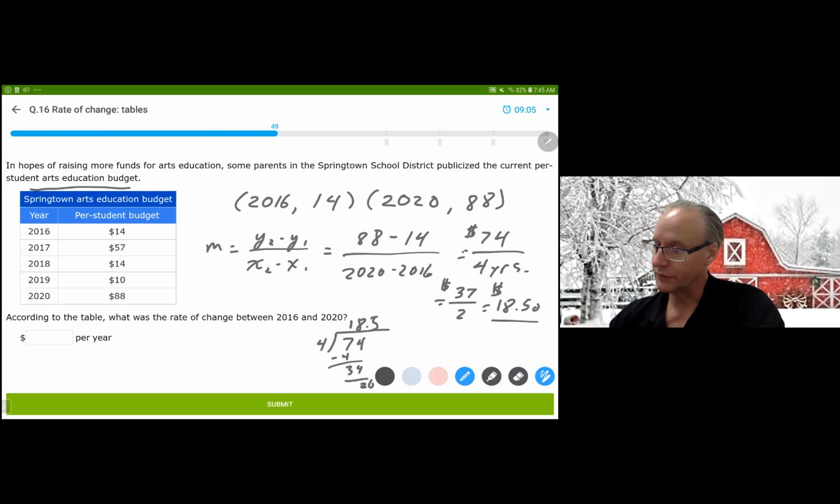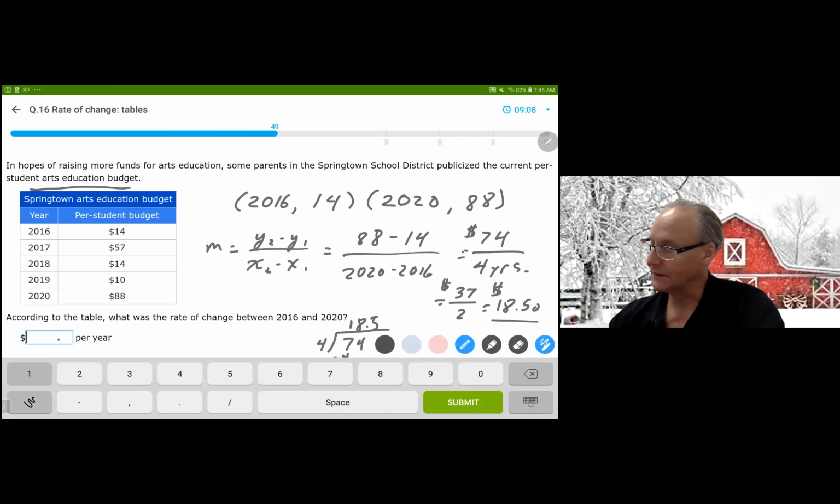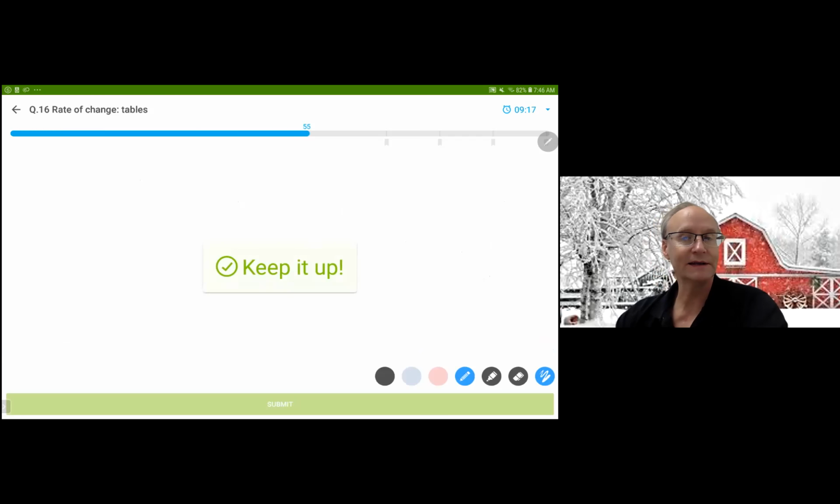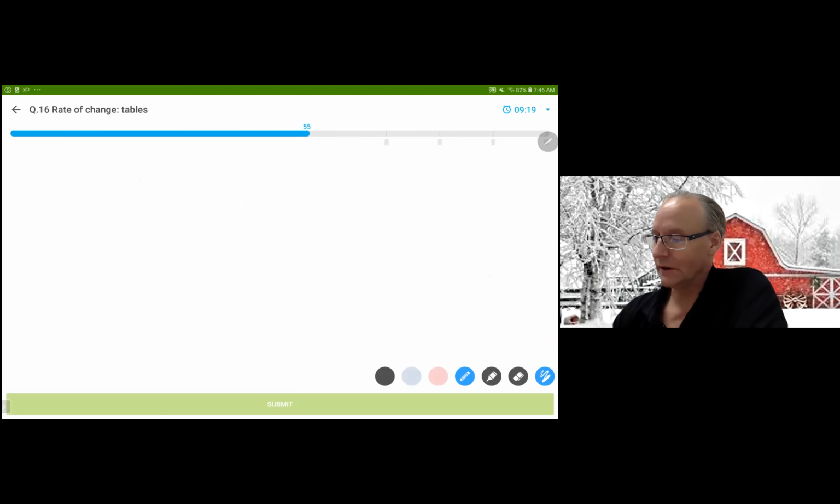And I'm not sure if we're supposed to write it in like 18.5 or 18.50. I'm going to see if it accepts it in dollar notation. That is $18.50 per year. Yeah, it's fine. Figured it would be all right.